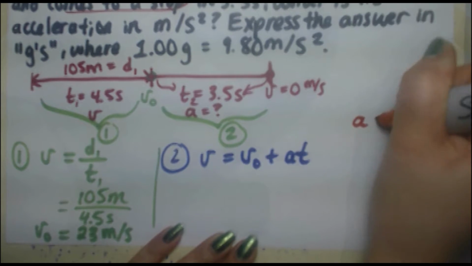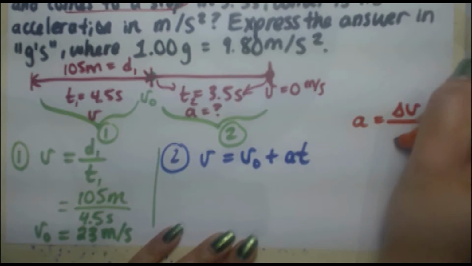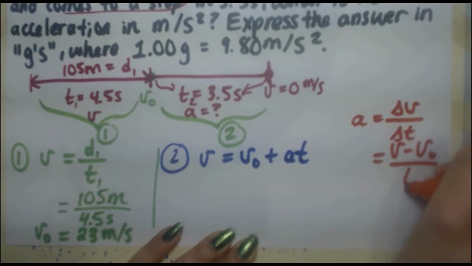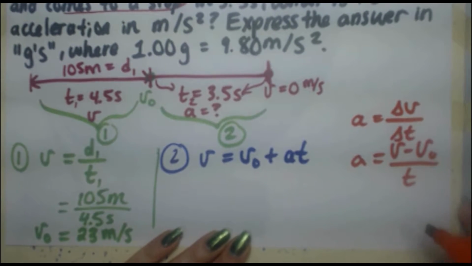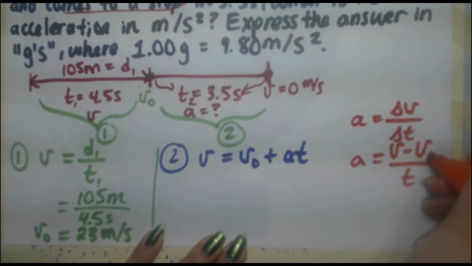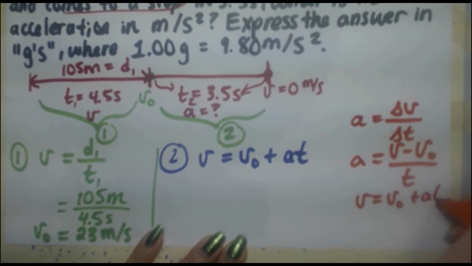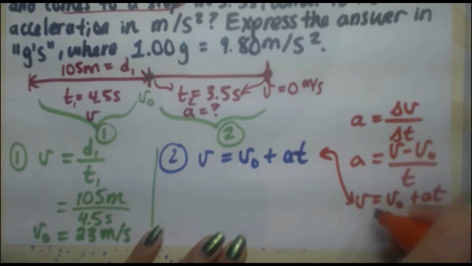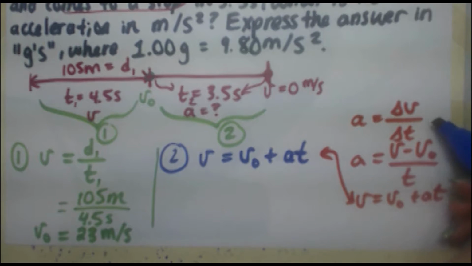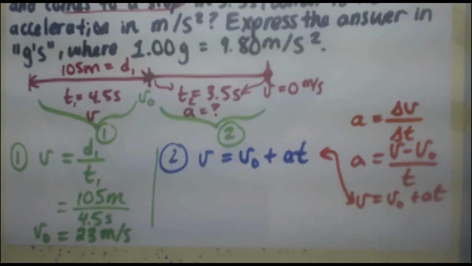Acceleration is delta v over delta t. Delta v is v final minus v initial over the time interval. If you rearrange this formula for v, you multiply the t across and add the v naught, and you get v equals v naught plus at. So if you forget the formula, or your class requires you to memorize it, you just need to remember this simple definition and the rest comes from that.